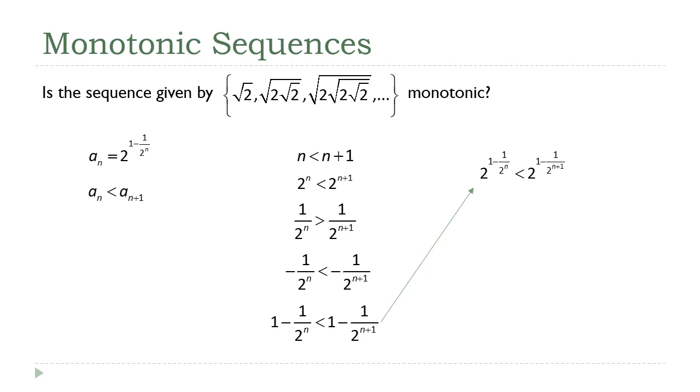The left-hand side is just a sub n, and the right-hand side is a sub n plus 1, which means a sub n plus 1 is greater than a sub n, which is exactly what I needed to show. I shouldn't have said it that way. a sub n is less than a sub n plus 1. I don't know why I got it in my head to say it backwards, but either way, that's what we need to show that this sequence is monotonic.